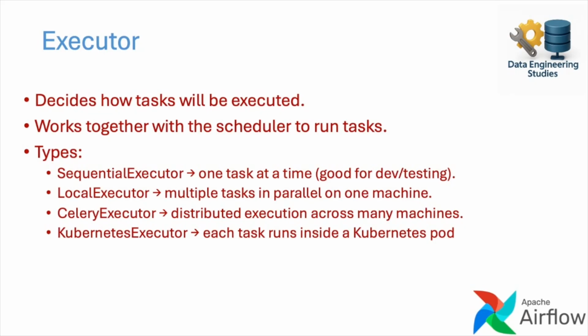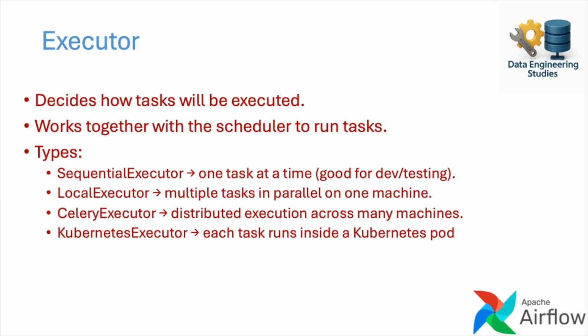The next type is the celery executor. Celery executor enables distributed execution across many machines, making it scalable for production workloads. The next type is the Kubernetes executor. Kubernetes executor runs each task inside its own Kubernetes pod, providing isolation and flexibility in containerized environments.